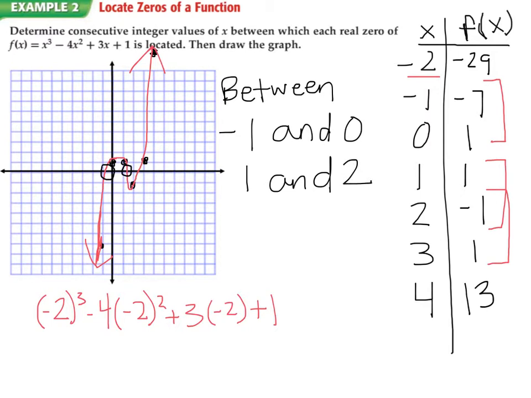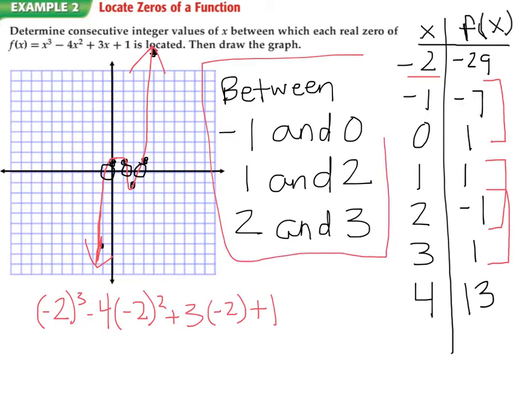And then we still have a third point that we're looking at right here, and that's actually going to be between 2 and 3. So approximately, those are where our zeros are going to be.